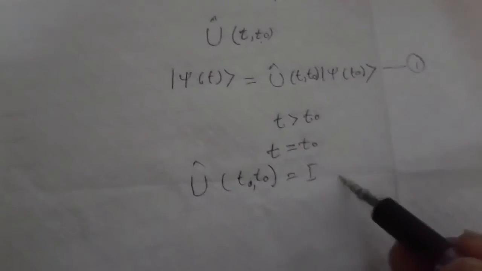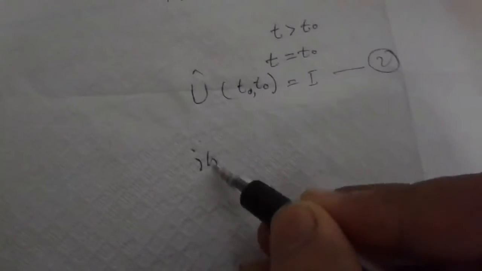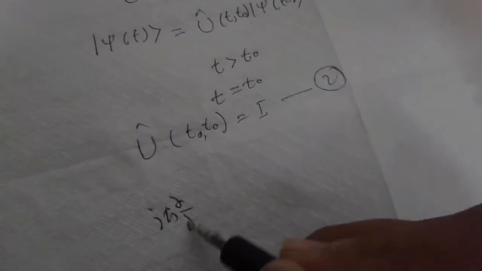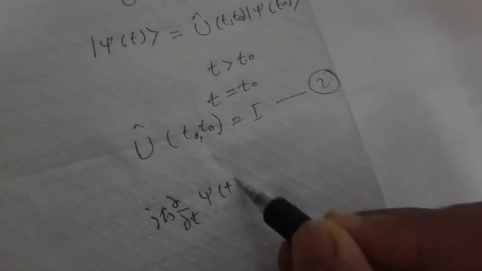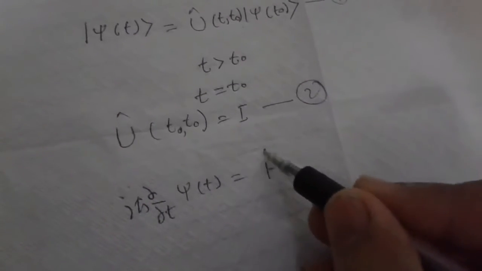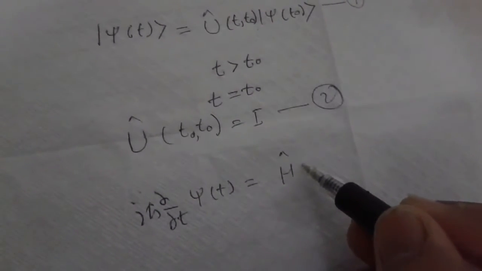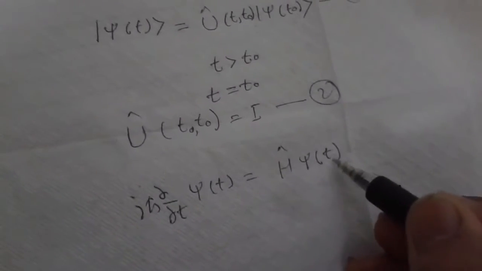When we substitute our final quantum state of the system in the Schrodinger equation, we remember that we will use here the time dependent Schrodinger equation, not time independent. We have i h cut del by del t of psi of t is equal to the Hamiltonian of the system times the state vector, and we substitute the value of the final state vector psi of t in this equation.